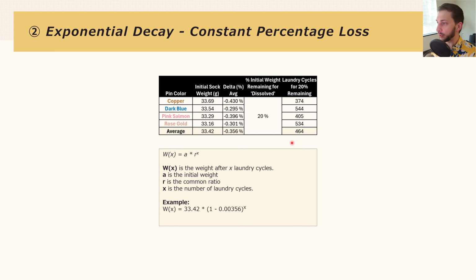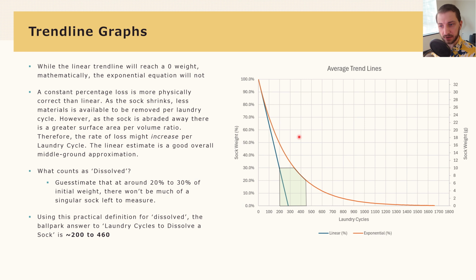And then when we do our exponential decay, which means that each time you wash a sock, we're going to lose the same percentage, so it slows over time. And because mathematically I'll never reach 0, I put 20% here, material remaining, and we'll call that dissolved. So then you get some values where the average we'll say is about 460 laundry cycles. So let's graph that so it's a little clearer.